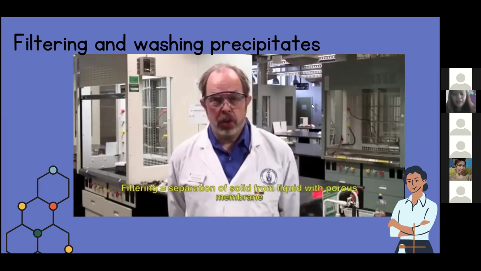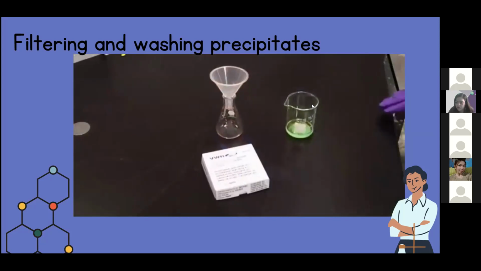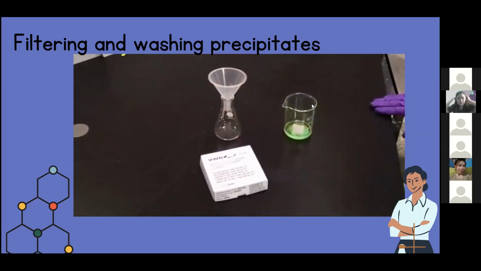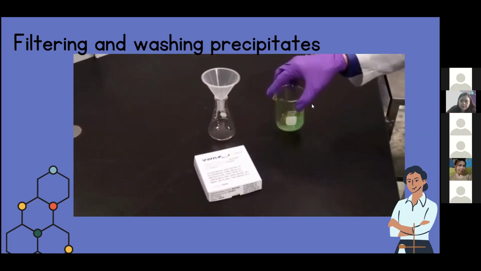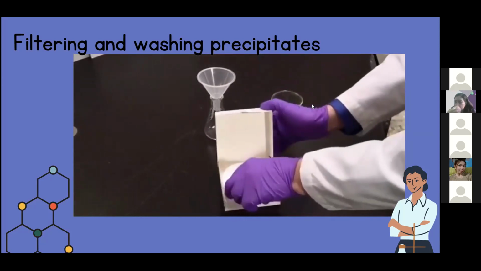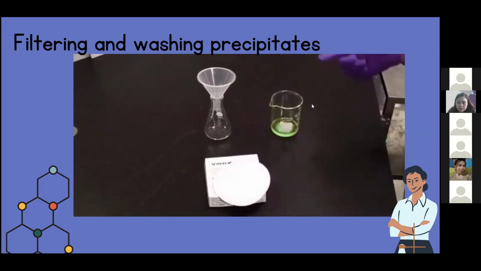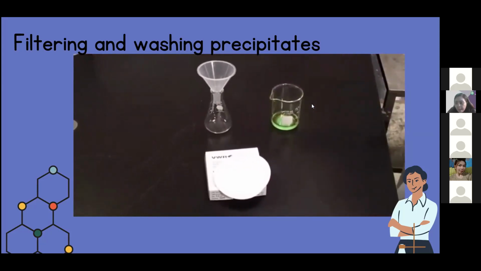This video is going to talk about how to filter using gravity. Filtration is a separation process. Frequently, you will have solids mixed with liquids, and you want only one of the two. Pouring the mixture through a filter paper allows you to separate the liquid and the solid, keeping the solid behind and letting the filtrate, the liquid, come through.